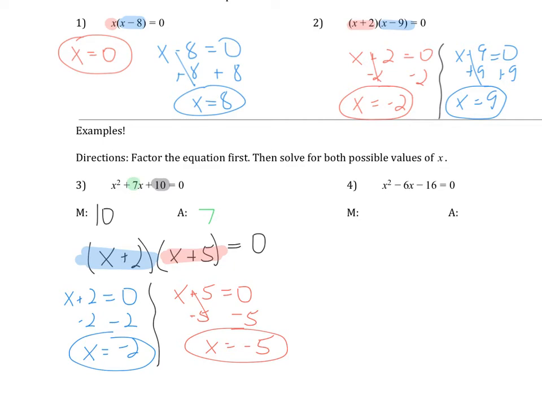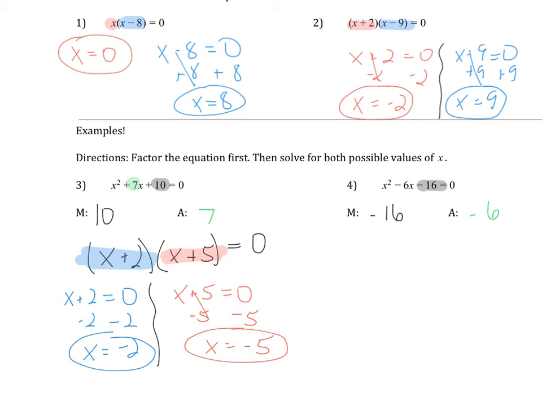So looking at the next example, number 4, remember you want two numbers that multiply to get to your last number. So multiply to get negative 16 in this case. And we're going to add up to get to the middle number, negative 6. This one's a little trickier because I have negative numbers. So what numbers multiply to get negative 16 and add up to get negative 6? So let's start to list some out that multiply to negative 16.